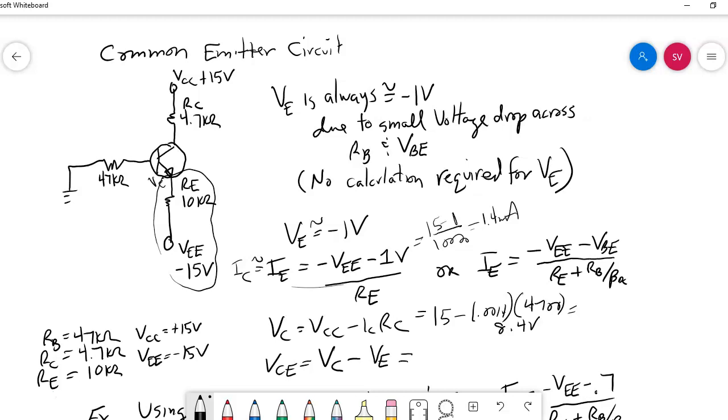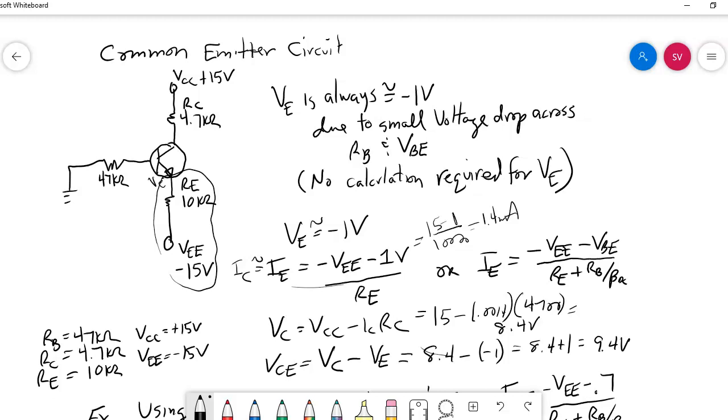Now we could calculate VCE by taking our VC of 8.4 volts minus a negative 1, which is what our VE is. So you have two minus signs to consider: a minus from the formula and a minus from the voltage value of the emitter voltage. So this becomes 8.4 plus 1, or a VCE value of 9.4 volts. So that's the straightforward way to solve this.